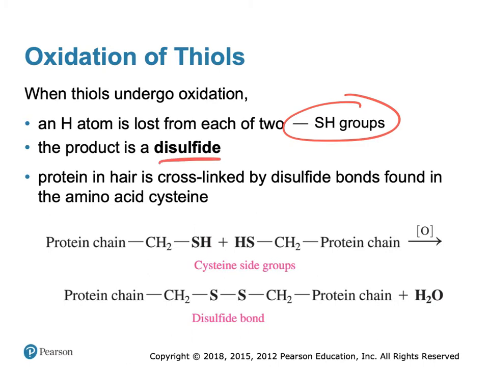This is a very important biochemical reaction. Protein in hair is cross-linked by disulfide bonds found in the amino acid cysteine. We'll learn more about this when we learn about amino acids and proteins, but cysteine has a free thiol group. When it is oxidized, you lose a hydrogen and you form this disulfide bond. This is the basis for perming and keratin treatments. You disrupt the disulfide bonds that are present in hair.